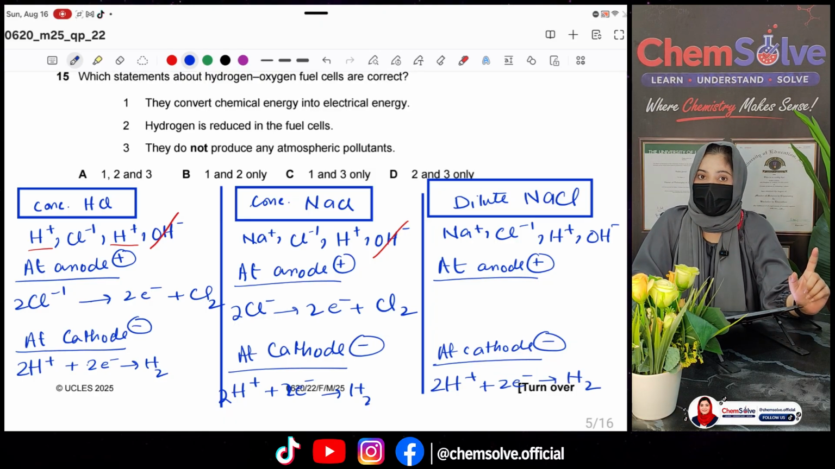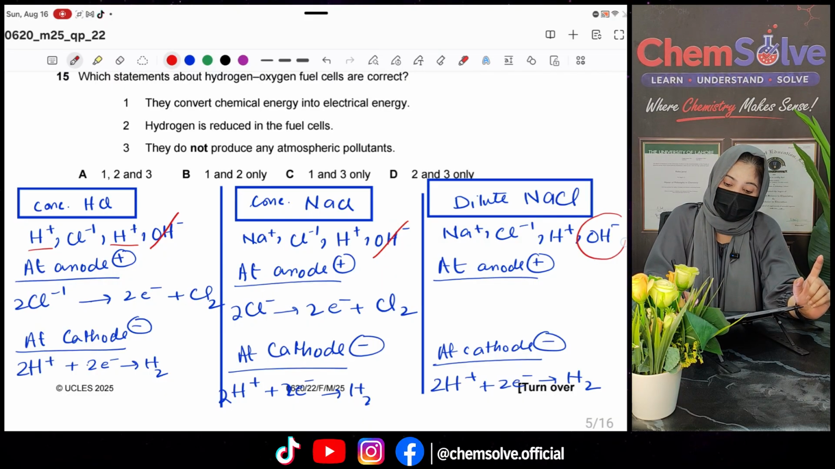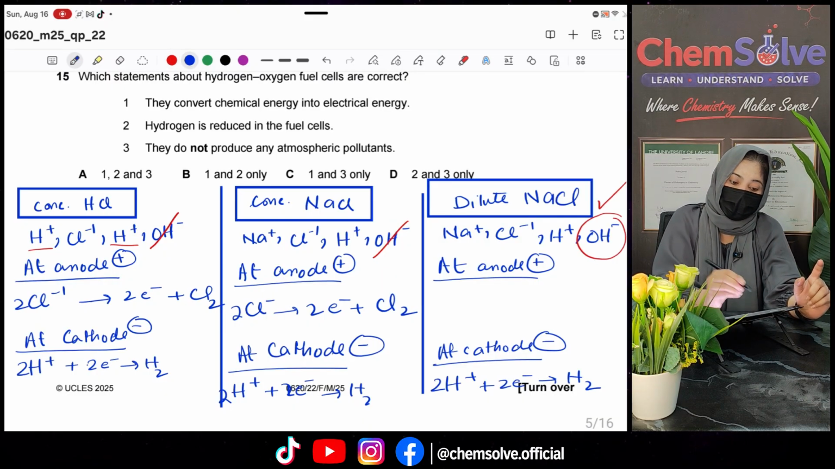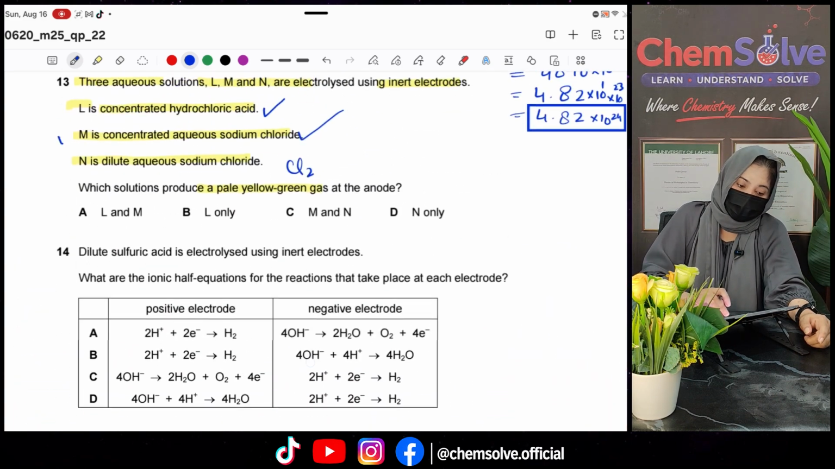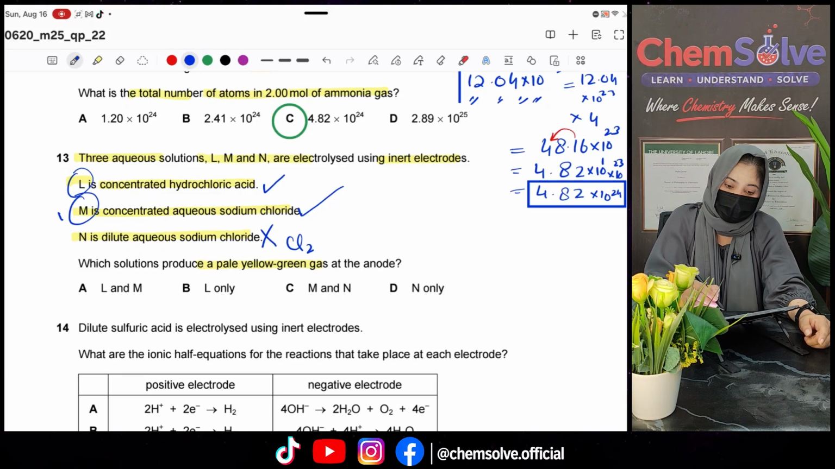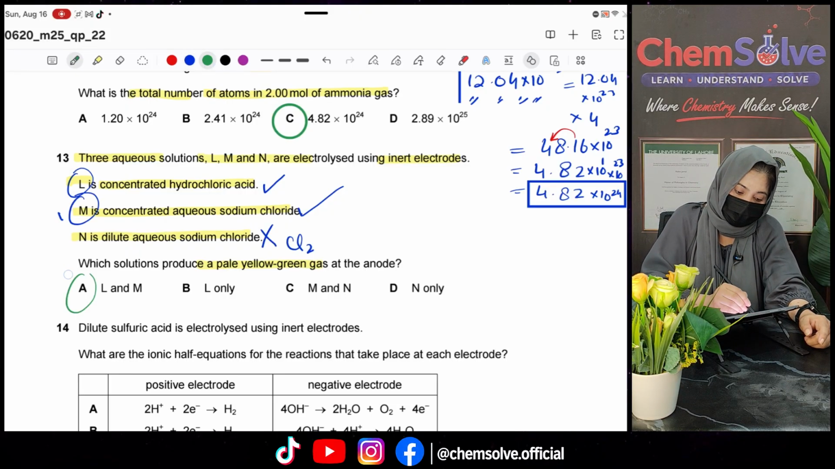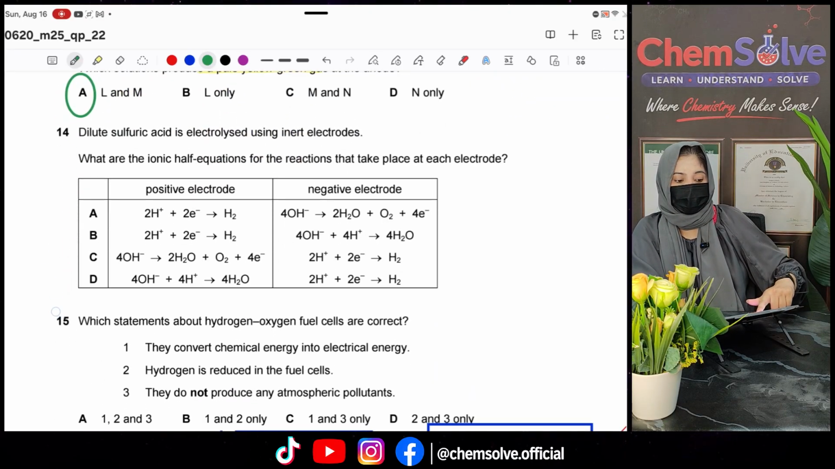And if the electrolyte is dilute, then always OH− ion is selected, never the other negative ion. So it will go there, will be oxidized, and will produce oxygen. So N is not producing chlorine. So the correct options are L and M. That's why A is the correct answer for this question, right?